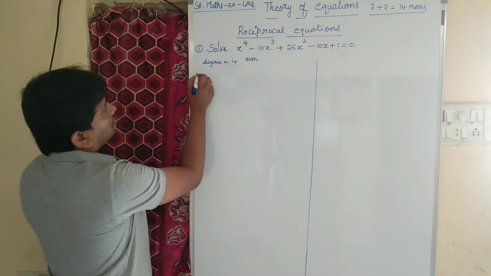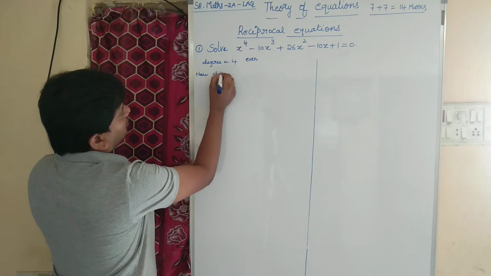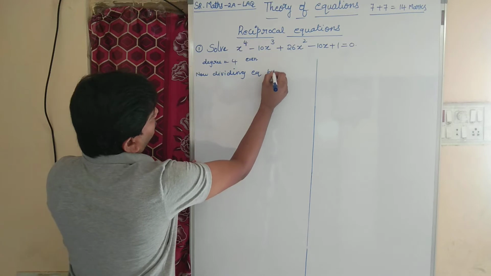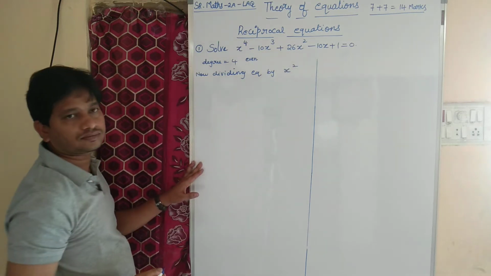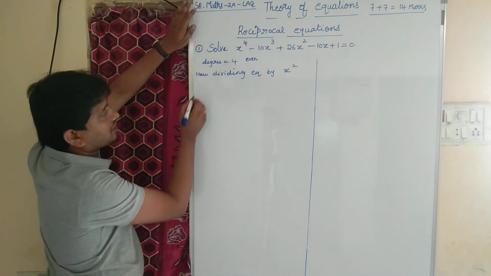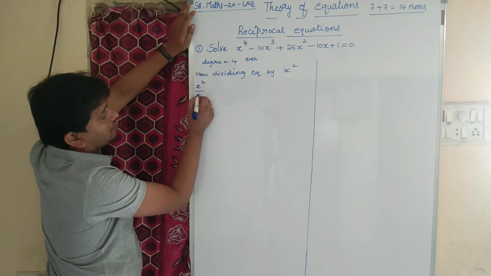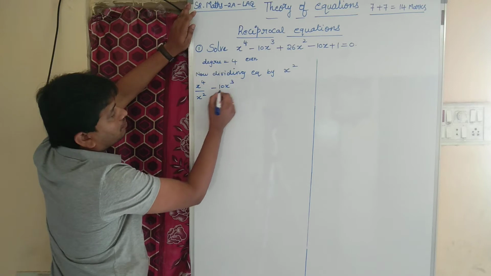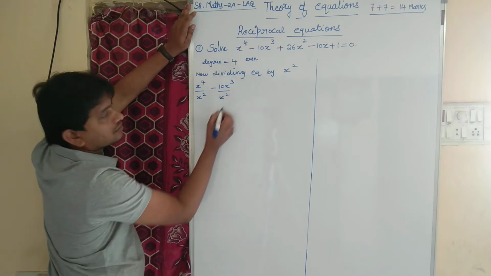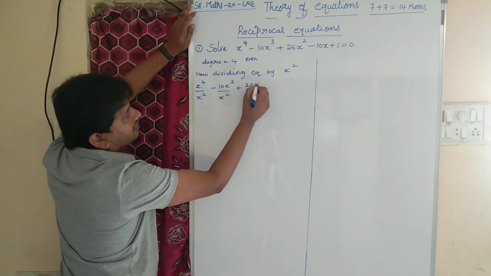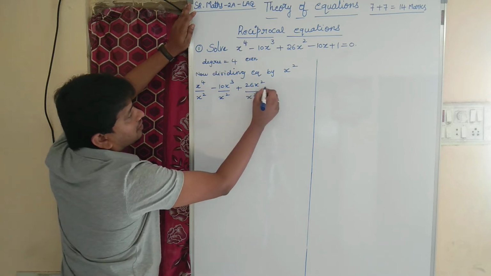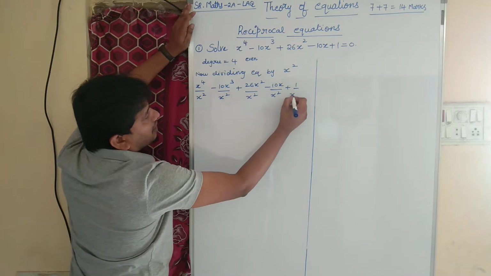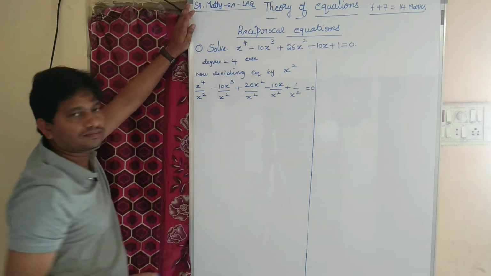Now, dividing the equation by x square. See, what is the equation? x to the power 4 by x square minus 10 x cube by x square plus 26 x square by x square minus 10 x by x square plus 1 by x square equal to 0.